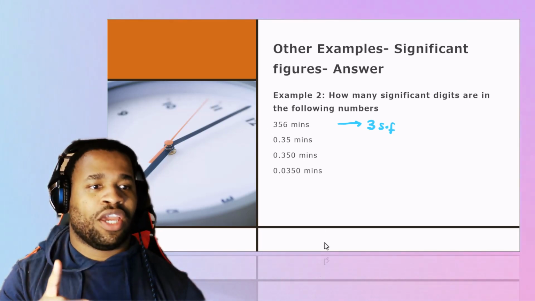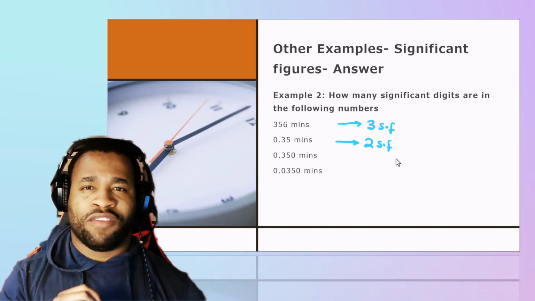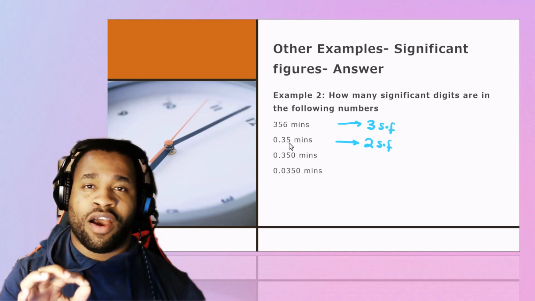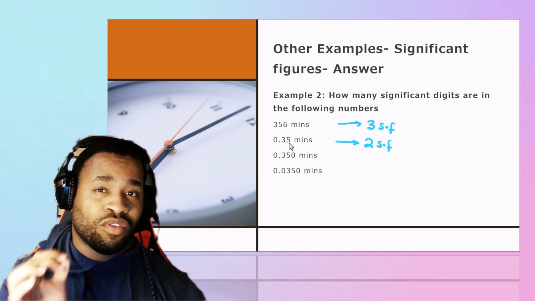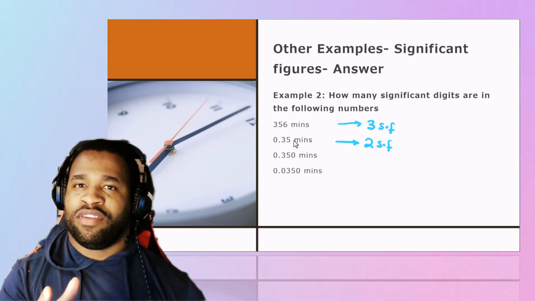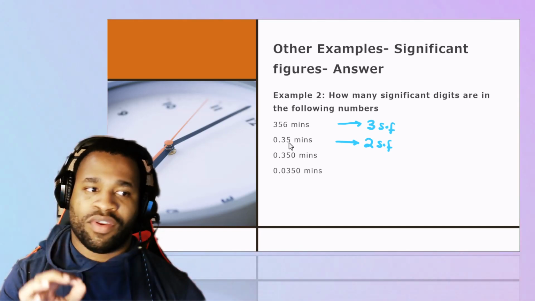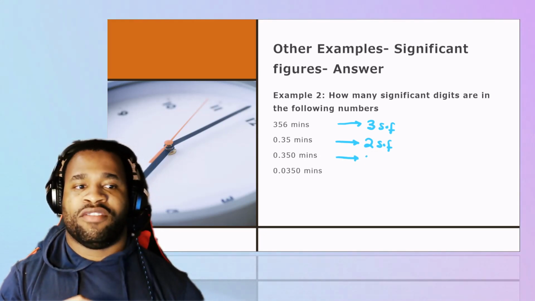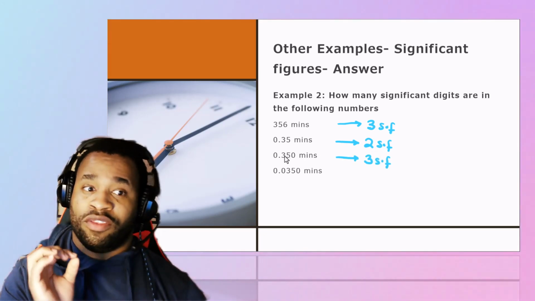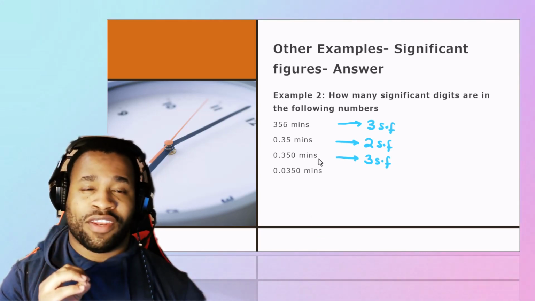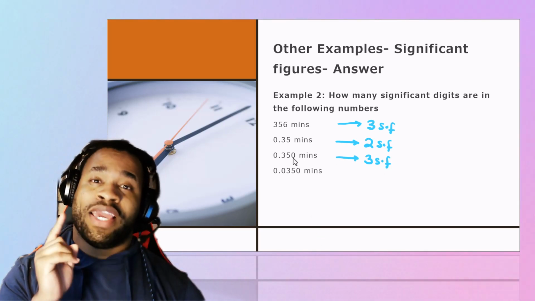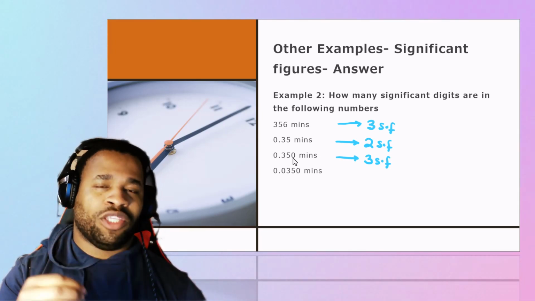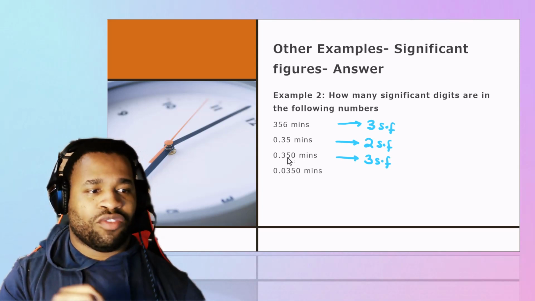Now the next one is what? 2 significant figures. The reason is that after the decimal point, all the digits are non-zero digits, and there is no 0 after that. So that means we just have 3 and 5 as the 2 significant figures present here. Next, how about this one? This shows us 3 significant figures, because that 0 counts as an uncertain digit, which makes it significant. Therefore in total we have 3.